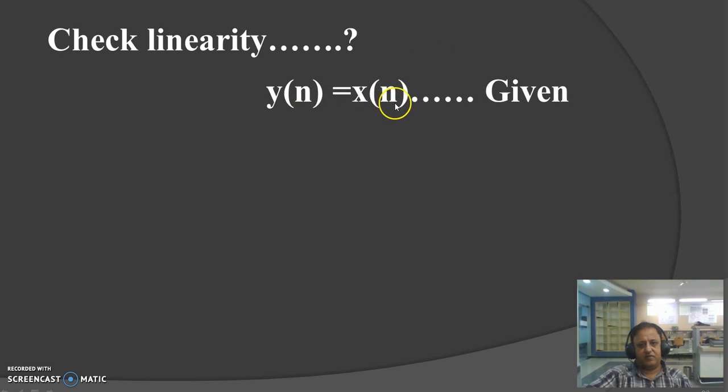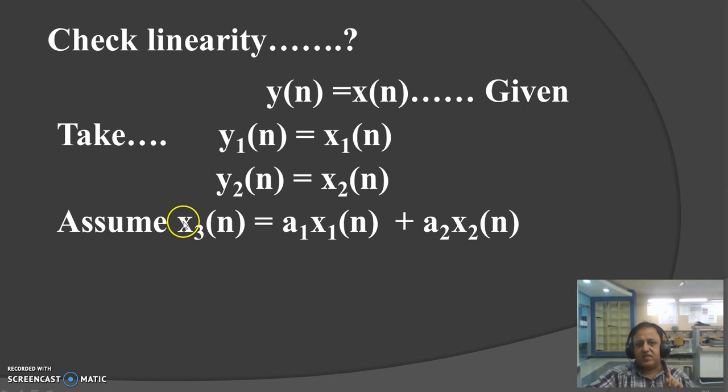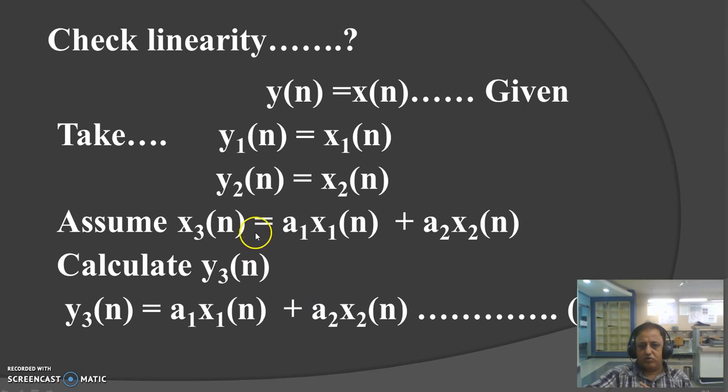y[n] is equal to x[n] is given. So what do we do here? We assume two steps: y1[n] is equal to x1[n], and y2[n] is equal to x2[n]. Then the third step, the important step, we can assume x3[n] as equal to a1 x1[n] plus a2 x2[n]. Knowing x1 and x2, we know y1 and y2. So knowing x3[n], you have to calculate y3[n]. In this case, y3[n] is pretty simple. y3[n] is equal to x3[n], which is a1 x1[n] plus a2 x2[n]. This is step number 1.